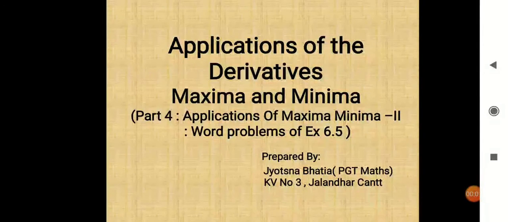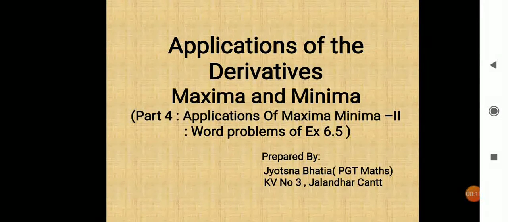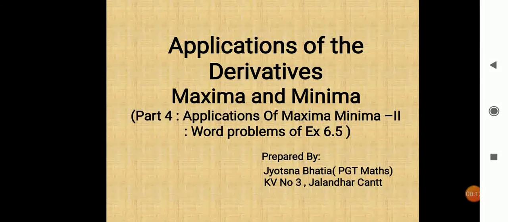Hello, dear students. Let us conduct our fourth session of maxima and minima. In today's class, I will be discussing some more word problems of exercise 6.5 with you. So, let us start with our class.